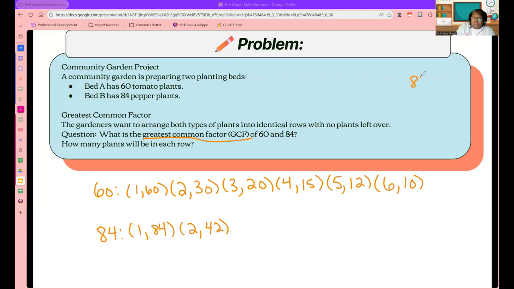Now, 3. Let's say I don't know. So let's use this as an example of testing whether or not a number is a factor. So 3 goes into 8 2 times. 2 times 3 is 6. 8 minus 6 is 2. Bring down the 4. 3 goes into 24 8 times, and that's going to be exactly 0 for a remainder. That means that 3 and 28 are also factors of 84.